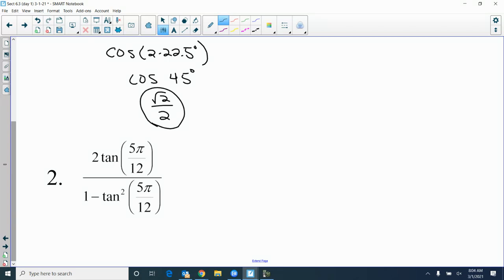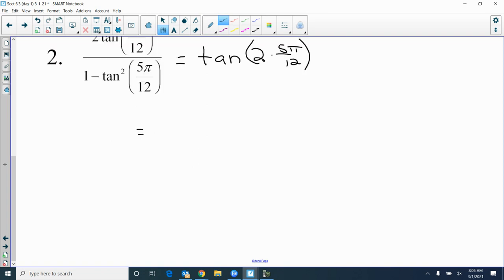All right, so how do you think we do this one? 2 tangent of 5 pi over 12 over 1 minus tangent squared 5 pi over 12. What is that equivalent to? Okay, Eddie? Tangent of 2 times the angle, so it's equal to the tangent of 2 times 5 pi over 12. 2 times 5 is 10, so I get 10 pi over 12. That reduces to 5 pi over 6.